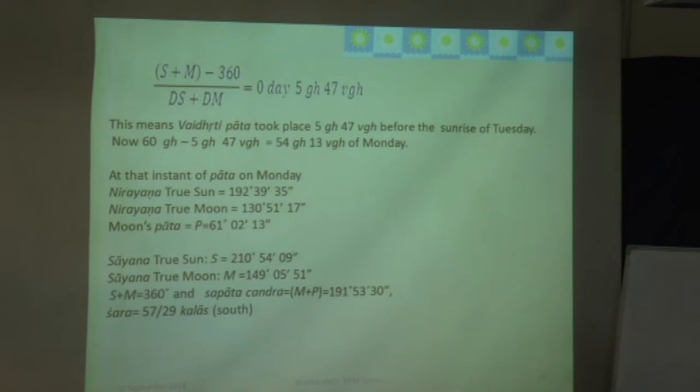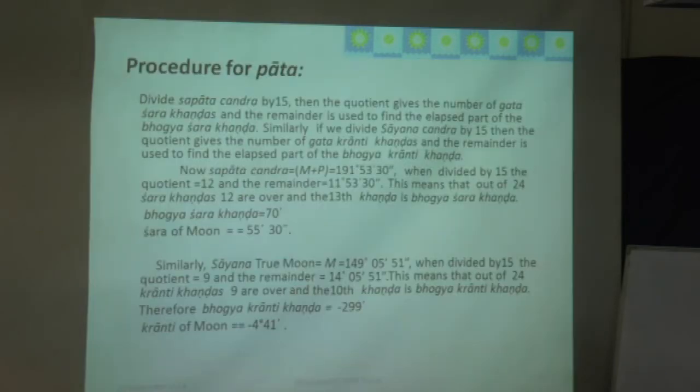Again, Sumati Harsha also explains the procedure for Pata in his book: divide Sapata Chandra, that is the Nirayana moon plus the moon's Pata, by 15. The quotient gives the number of Gata Sharakandas and the remainder is used to find the elapsed part of the Bhoke Sharakanda. Similarly, we divide the Sayana Chandra by 15, and the quotient gives the number of Gata Krantikandas and the remainder is used to find the elapsed part of the Bhoke Krantikanda. Now I have calculated all those things to find it out.